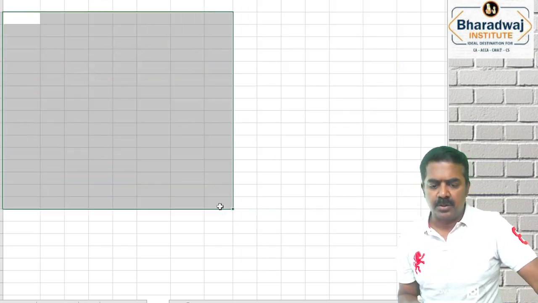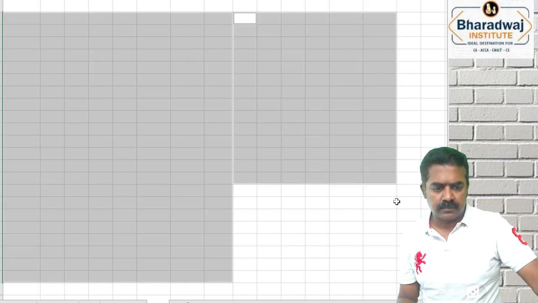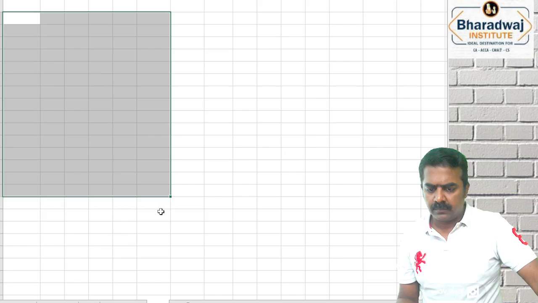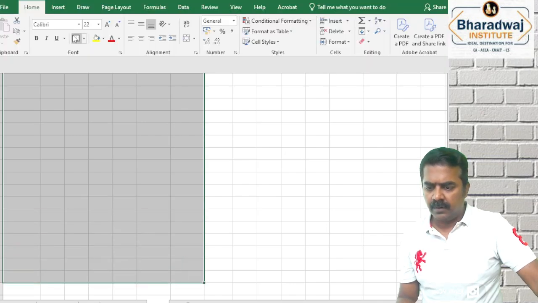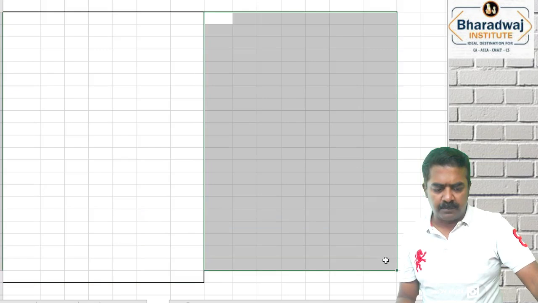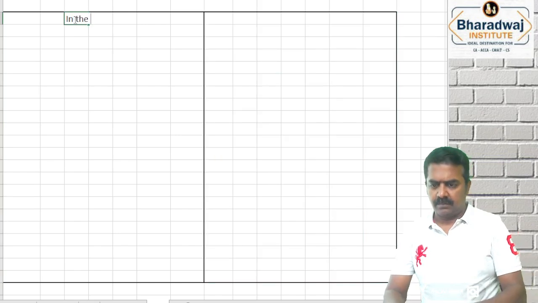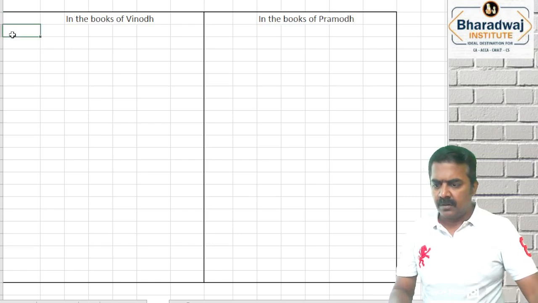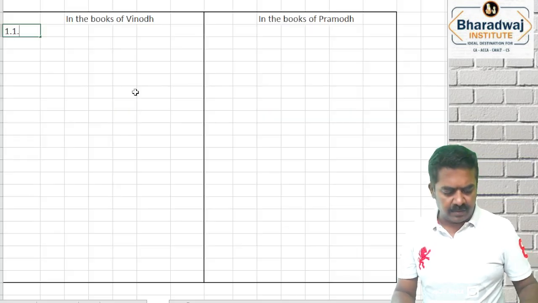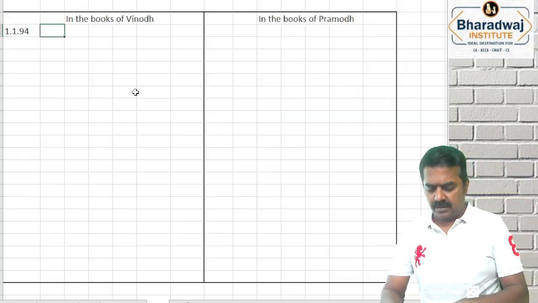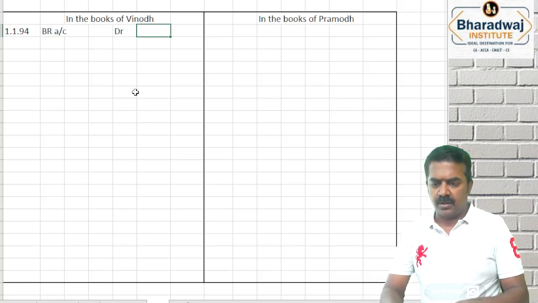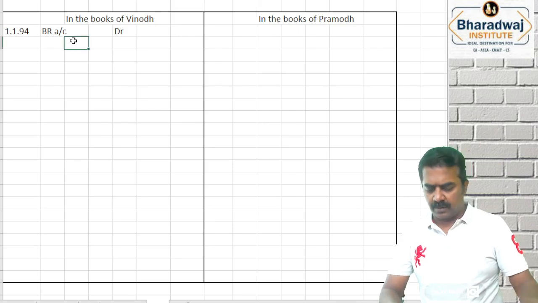Start. Let us do it together. In the books of Vinod, in the books of Pramod. When is the first bill drawn? 1st January 94. What is the entry you will pass? Bills receivable account debit to which account? Pramod account.